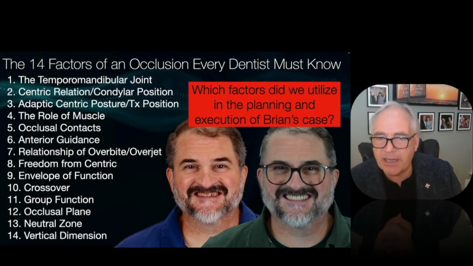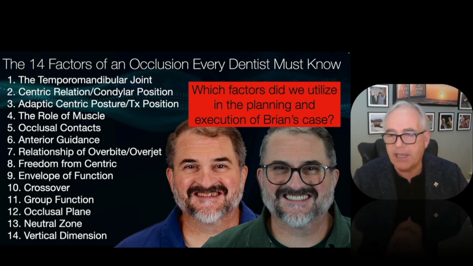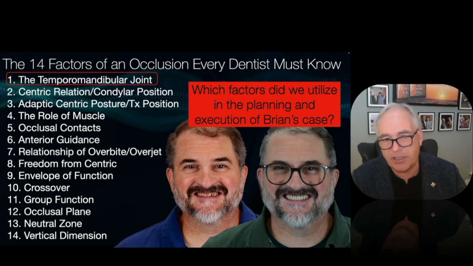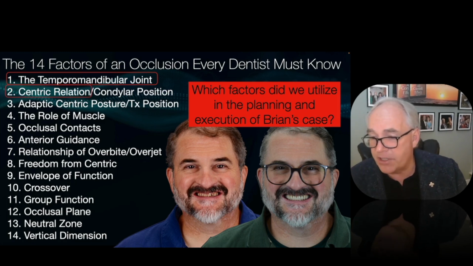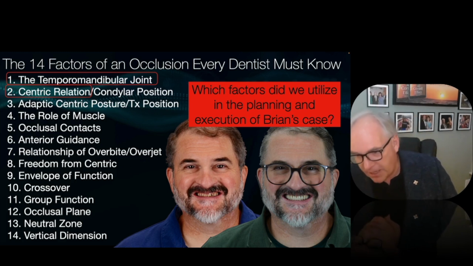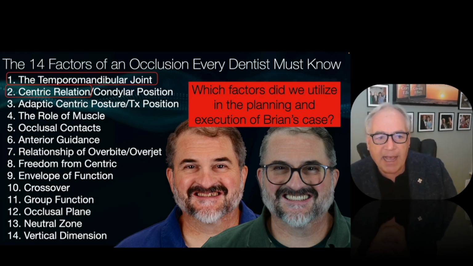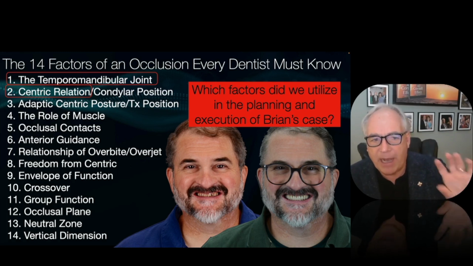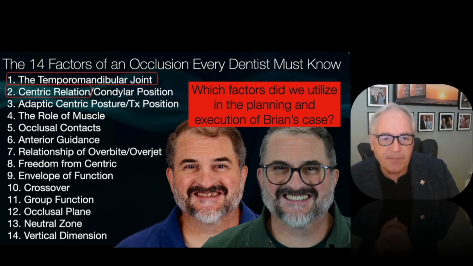I think it's interesting now to go back and take a look at which factors we utilized in the planning and execution of Brian's case. Certainly we had to think about the temporomandibular joint. We got a lot of information about range of motion, load testing, joint sounds, and history to know that he did have a stable, healthy joint. We certainly used centric relation as our condylar position. I was not going to use his own bite, not going to use MI. And he did not have a need for adapted centric posture, so we didn't have to use ACP for him.